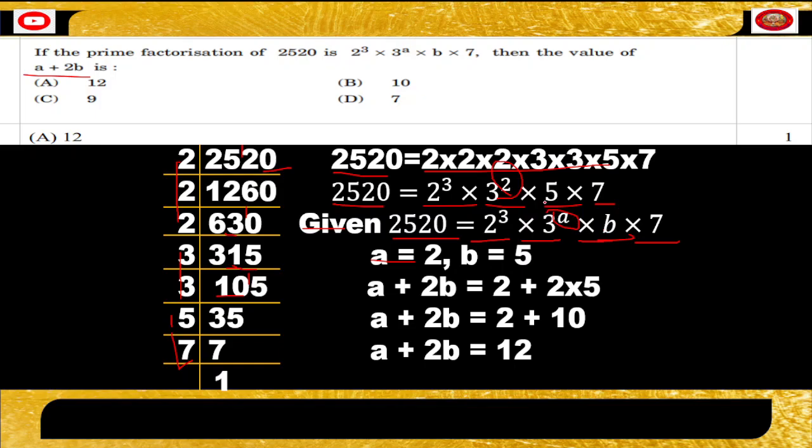Next, here is b. b is 5. Here is 7, here also 7. That means the value of b is 5. They ask for a plus 2b. The value of a plus 2b: a is 2 plus 2 into b, which is 5. 2 fives are 10. 10 plus 2 is 12. That means option A, 12, is the right answer.